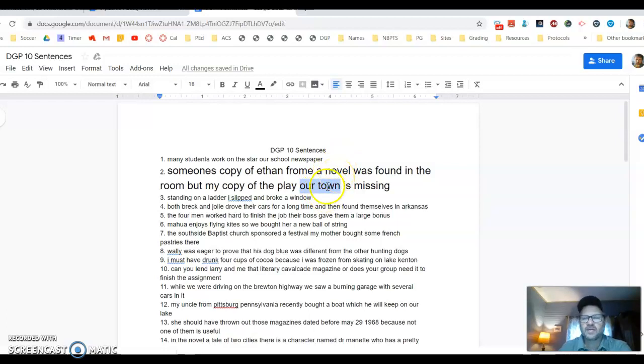Step 2 of the Paisley 4-step, we're going to identify our objects of the preposition. First preposition is of. Of what? Of Ethan Frome. Next preposition is in. In what? In the room. And then the last preposition is of what play. So Ethan Frome, room, and play are all objects of the preposition.